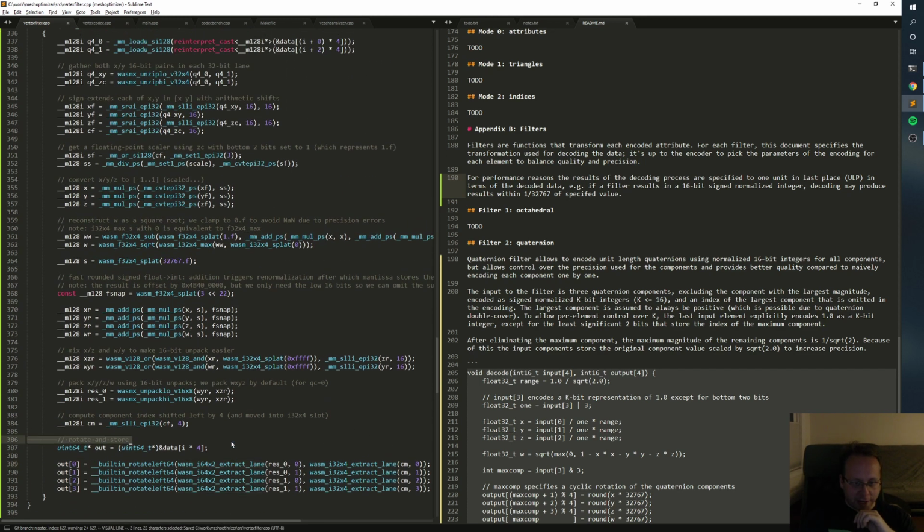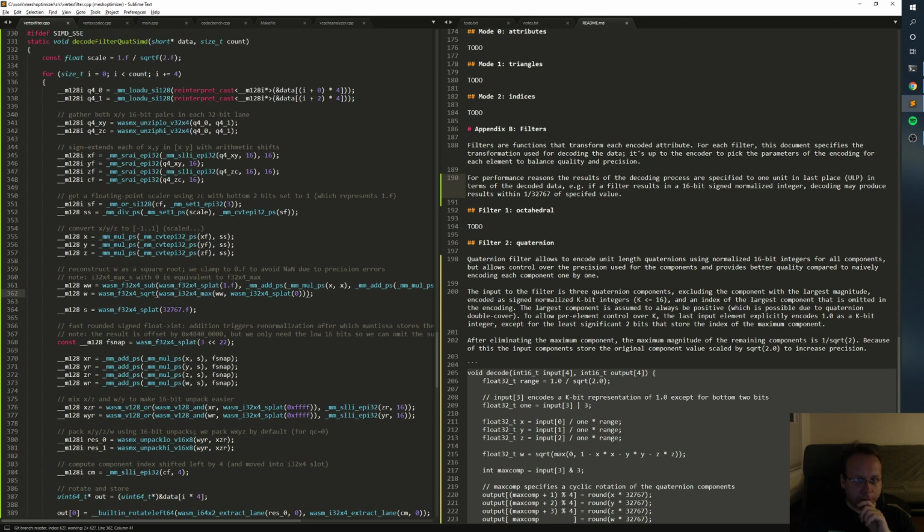Oh, there's this extract lanes which aren't even SSE2. Oof. Yeah. So this code, I think I will have to rewrite pretty substantially in a bit for a couple of reasons. But let me first finish converting stuff.